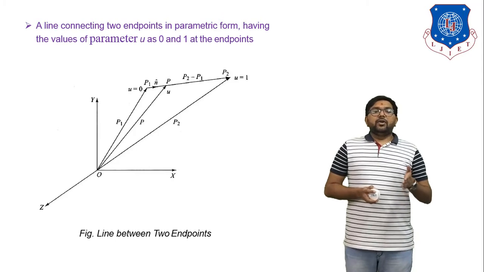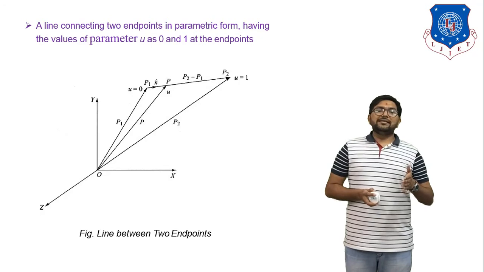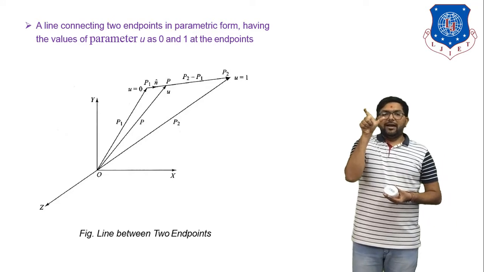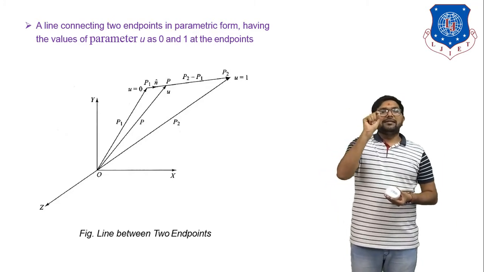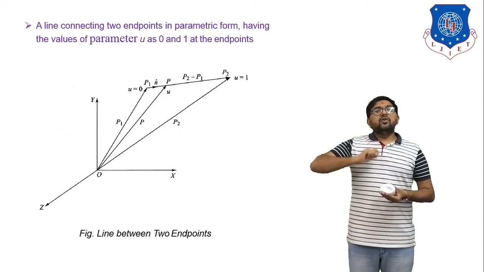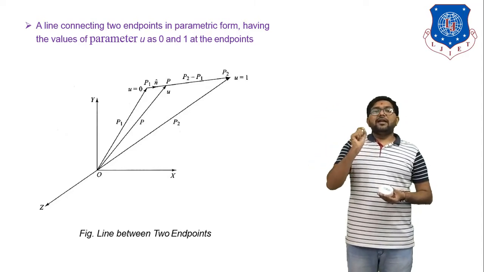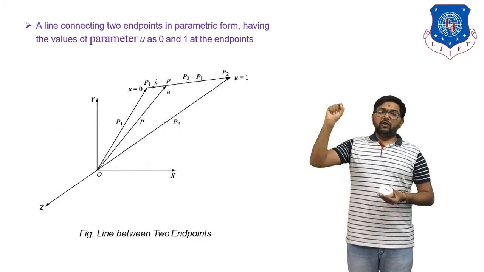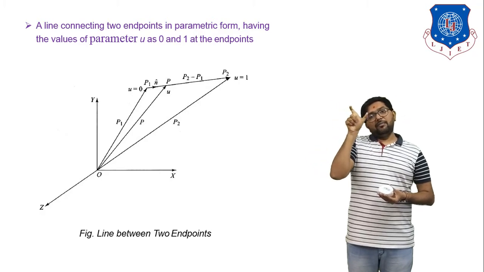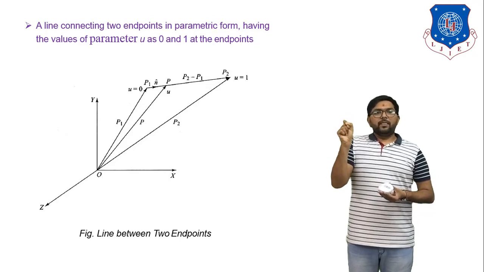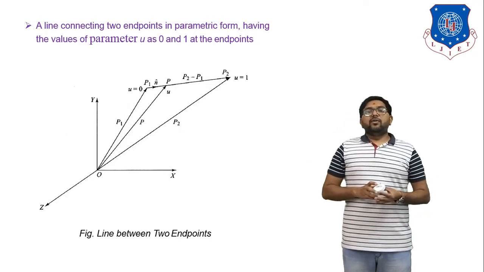A line connecting two endpoints in parametric form has the value of parameter u as 0 and 1 at the endpoints. Suppose we have one straight line, P1, P2. P1 is the first endpoint of the line and P2 is the second endpoint. In that case we consider that at point P1 the value of u is 0, at point P2 the value of u is 1, and in between P1 and P2 the value of u is between 0 and 1. This consideration we have to take.